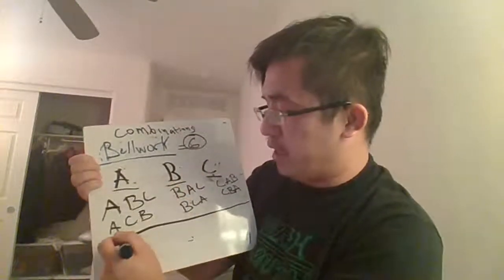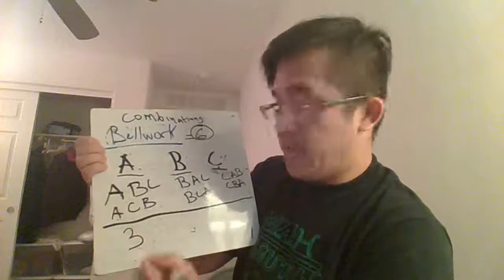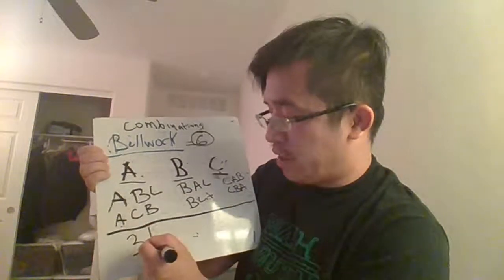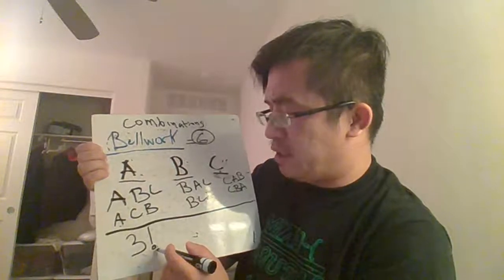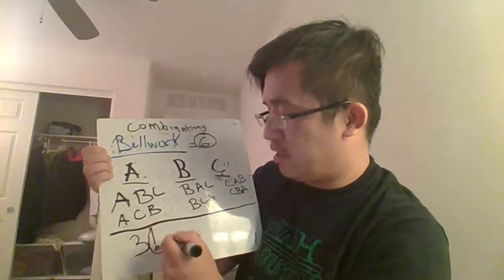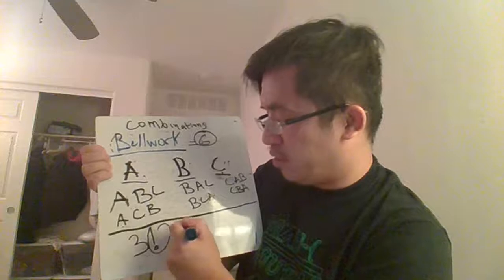So the last part for Bellwork is this. We have three letters, right? So we write down 3, and we can use this symbol right here. You might notice this symbol is called an exclamation mark. Circle this. This is called a factorial.